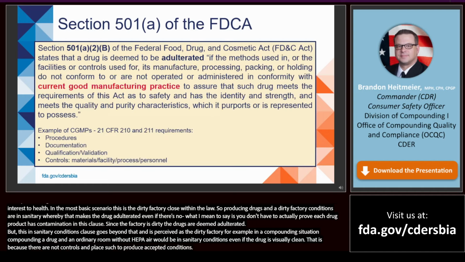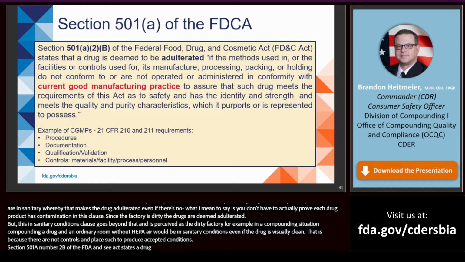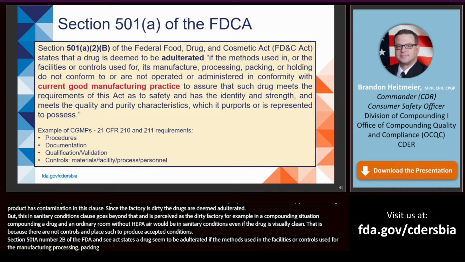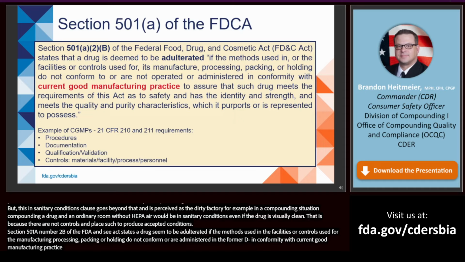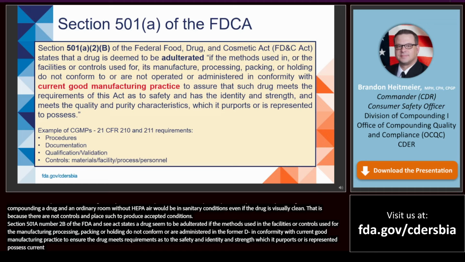Section 501(a)(2)(B) of the FD&C Act states that a drug is deemed to be adulterated if the methods used in, or the facilities or controls used for, its manufacture, processing, packing, or holding do not conform to or are not operated or administered in conformity with current good manufacturing practice to assure that the drug meets the requirements of this Act as to safety and has the identity and strength and meets the quality and purity characteristics which it purports or is represented to possess. Current good manufacturing practices, or CGMPs, are regulations promulgated by the agency through the Federal Register. Currently, for finished drugs, you can find CGMPs per se in 21 CFR parts 210, 211, and 212.